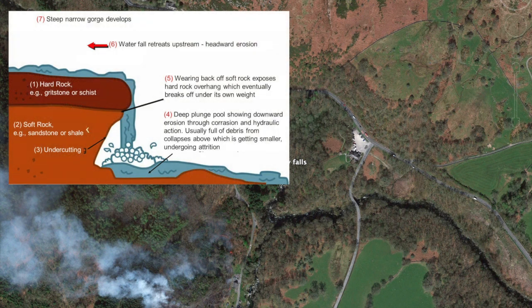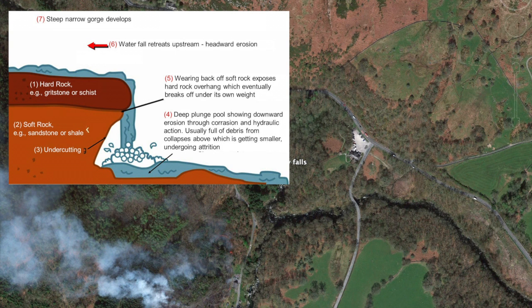As you can see in the two pictures, the formation of a waterfall happens in five steps. The first step, the water flows over the hard rock. The soft rock underneath is undercut. The second step, this leaves a layer of hard rock which overhangs the layer of soft rock. The third step, the water flows over the overhang and creates a plunge pool in the soft rock.